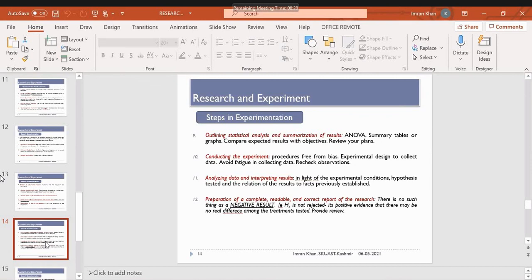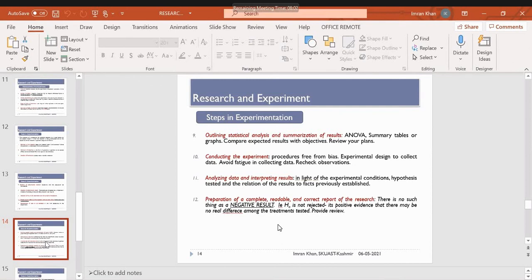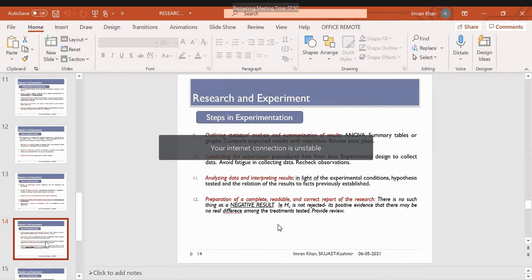Analyzing the data and interpreting the results. So we will analyze the data based on the objectives you have, based on the hypothesis you have. In light of the experimental conditions, hypothesis tested, and the relation of the results to facts previously established. As you were saying, the research you do is what already has been done. You just try to recheck that, revalidate those things. So the results which you have achieved and the results which others have achieved, you try to compare them. Then preparation of a complete, readable, and correct report of the research.